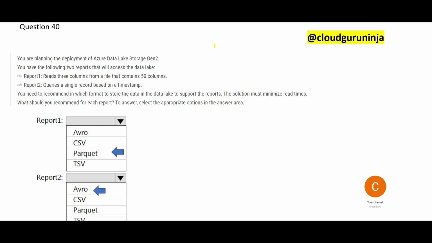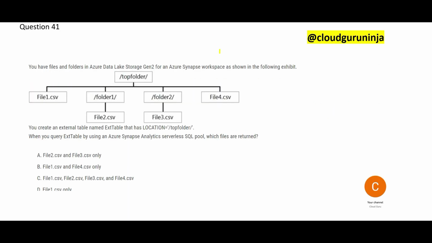Now let us look at this next question. This is the folder structure you have, and again it is a Synapse question, but you are accessing it as an external table. This file structure is on Data Lake Storage, and you are accessing it as an external table. So if you access, which files will be accessed?